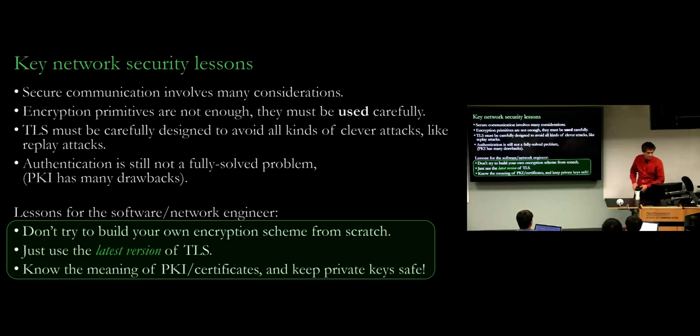So the takeaways here are that secure communication involves many considerations. Just having encryption primitives is not enough. They have to be used carefully, right? You have to avoid all these clever attacks like replay attacks. And authentication is still not a fully solved problem, because the PKI, public key infrastructure, has many drawbacks. Like the certificate revocation lists have to be checked at some frequency that is a trade-off between accuracy and scalability. So as a network or software engineer, I have a few key lessons here.